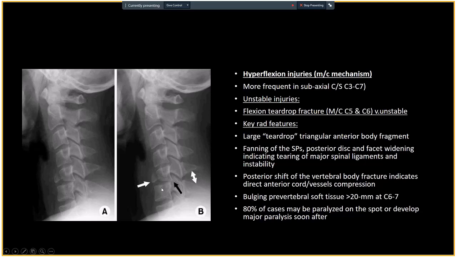But the important thing to appreciate, and why this injury is so unstable, is there's a fanning of the interspinous processes. You can also see widening of the facets. There's also a complete fracture and disruption of all the posterior ligaments, which usually results in posterior displacement or retropulsion of the posterior remaining part of the body into the spinal canal. Therefore, it's a highly unstable fracture, and in the majority of cases patients will be paralyzed on the spot of the accident.